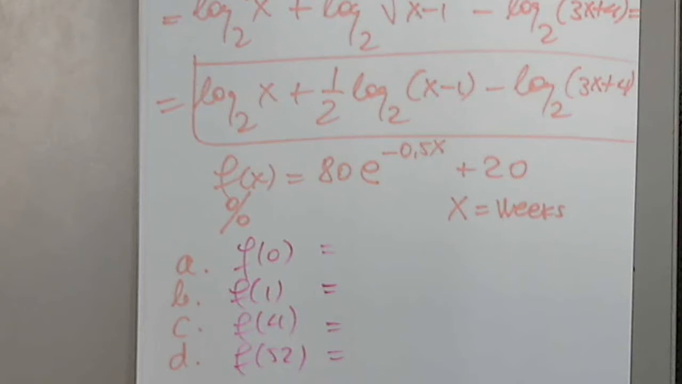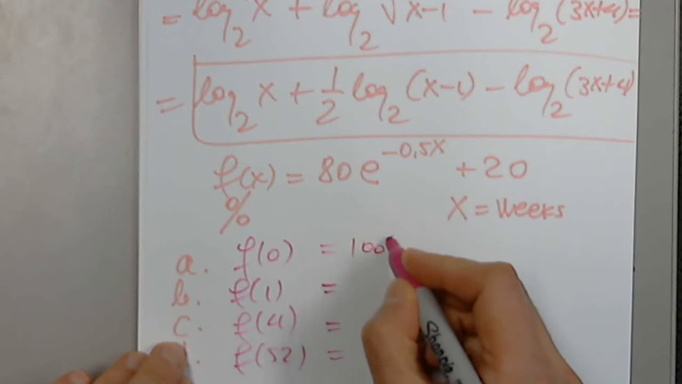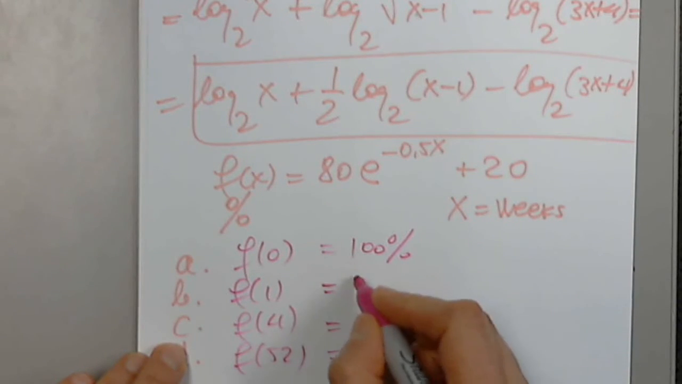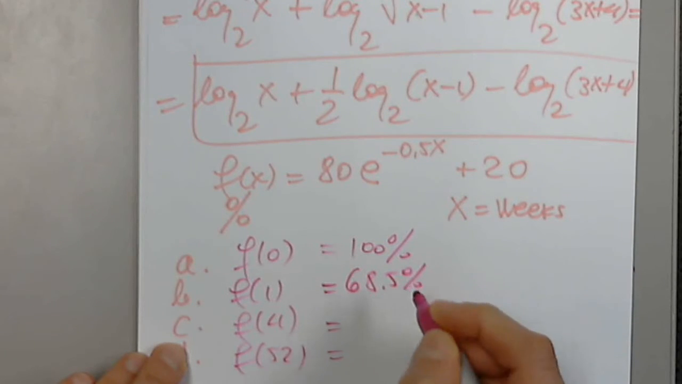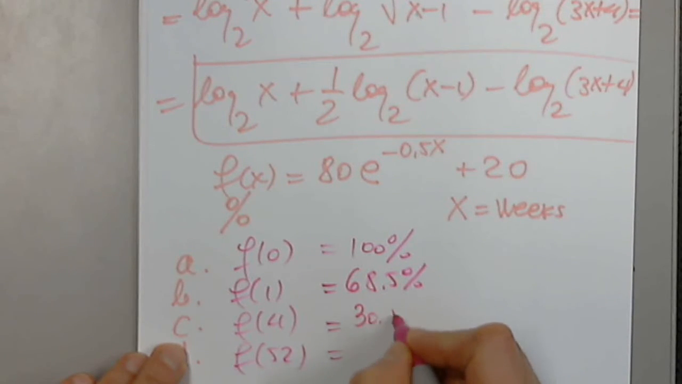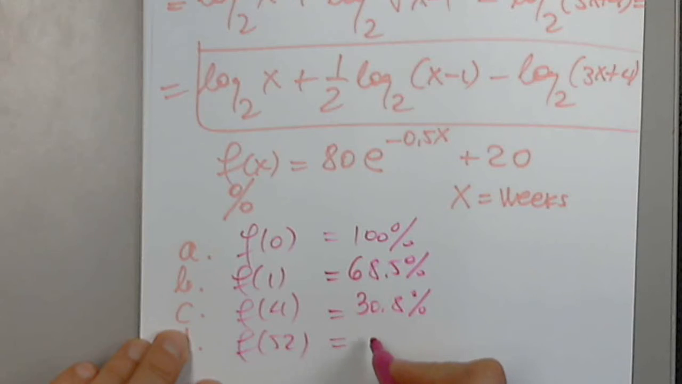Okay, in that case, we go back to second and table, and I will put in the numbers that Tom dictated to me. He said 0, okay, 100%. Then he said 1, enter. Then 4, enter. And then 52, enter. Happy? Okay, so 100%, 68.5, 30.8, and 20%.